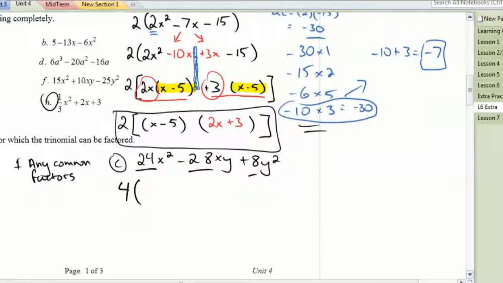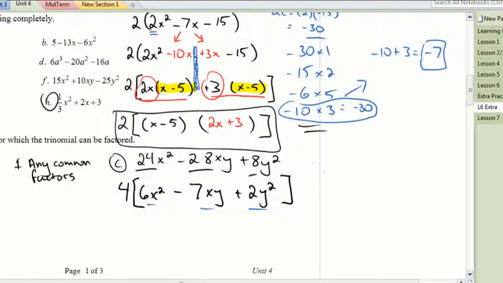So I have 4. Maybe I'll do a square bracket here so I don't get confused. All right, 24 divided by 4 is going to be 6x squared. 28 divided by 4 is going to be 7. And 8 divided by 4 is going to be 2. And then if I go 4 times 6, I get 24. 4 times 7 is 28. And 4 times 2 is 8. So I'm thinking that's good. There's nothing else common between my 3 terms.